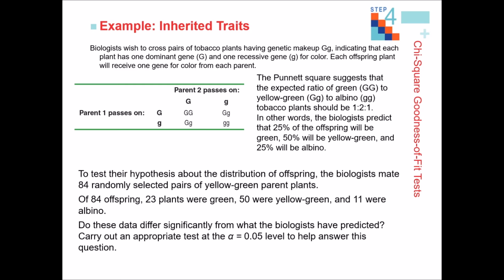So to test this, the biologists are going to produce 84 offspring from these yellow-green parent plants. Now, of these 84 offspring, 23 plants were green, 50 were yellow-green, and 11 were albino. So right off the bat, we notice that this is not perfect because the 11 and the 23 don't match. They should, they don't. So we know that something's off. The question is, do these data differ significantly from what the biologists have predicted? And what we're going to do is carry out a chi-square test at the alpha equals 0.05 level to help answer this question. So let's get into it.